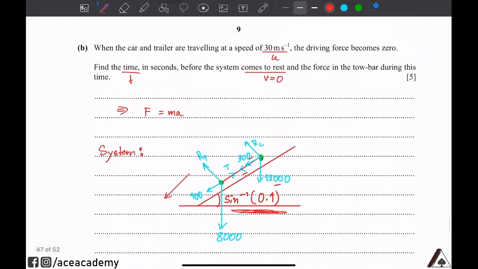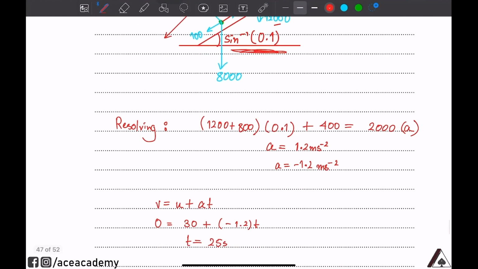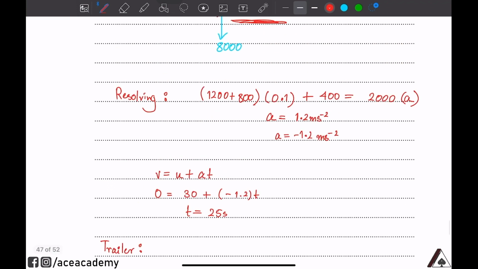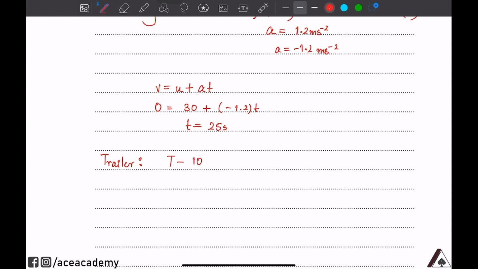Now for the second part, where they want us to find the force in the tow bar, or the tension in the tow bar, if we resolve the forces on one of the particles, the car or the trailer, let's do the trailer, we will see that tension minus 100 minus the weight component, which is 800 times 0.1 times g, which is 10, is equal to mass times acceleration. So 800 times minus 1.2, because acceleration happens in the negative direction.